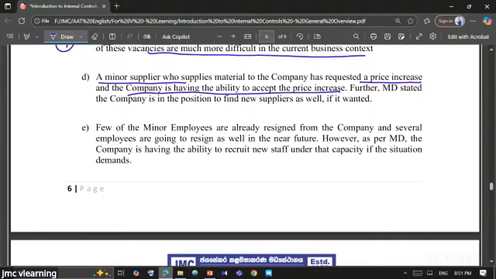Further, the MD stated that the company is in a position to find new suppliers as well if wanted.